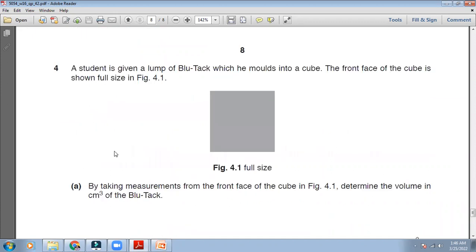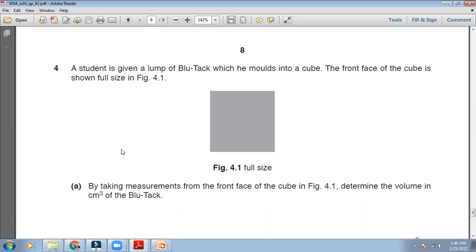A student is given a lump of blue tack which he molds into a cube. The blue tack is like Play-Doh. The front face of the cube is shown full size in figure 4.1. By taking measurements from the front face of the cube in figure 4.1, determine the volume in centimeter cube of the blue tack. So I will place a scale along this side. I will measure how much is the length and how much is the width, because it's a cube. Length, width, and height, they all are equal.